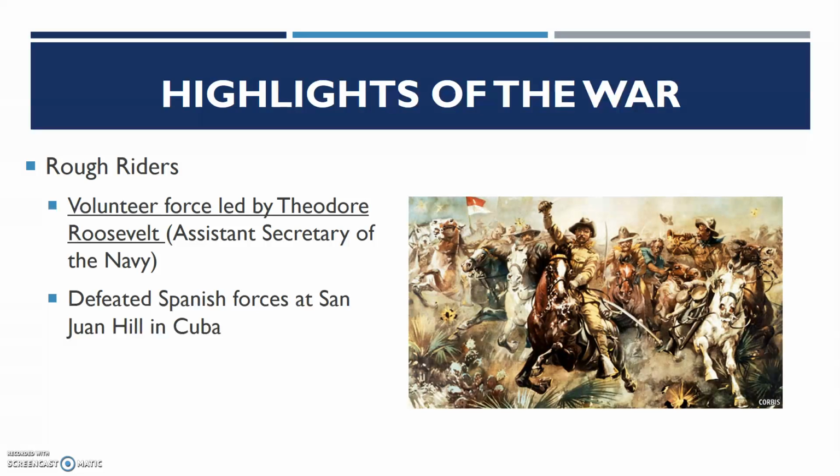Over in the Caribbean, Teddy Roosevelt, who would become the President of the United States and whom we've spoken about before, is the Assistant Secretary of the Navy, and he is going to be leading a volunteer force of cavalrymen who fight the Spanish in Cuba, and they defeat them at the Battle of San Juan Hill. And this battle pretty much marks the end of the Spanish-American War there and guarantees that Cuba will be granted its independence.